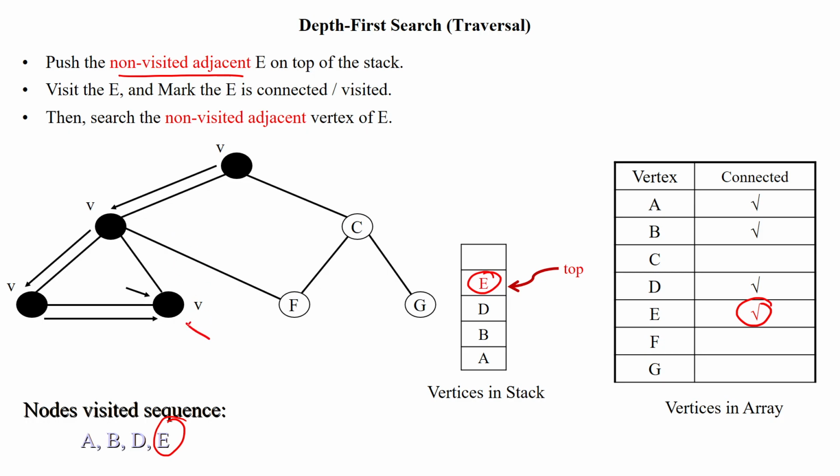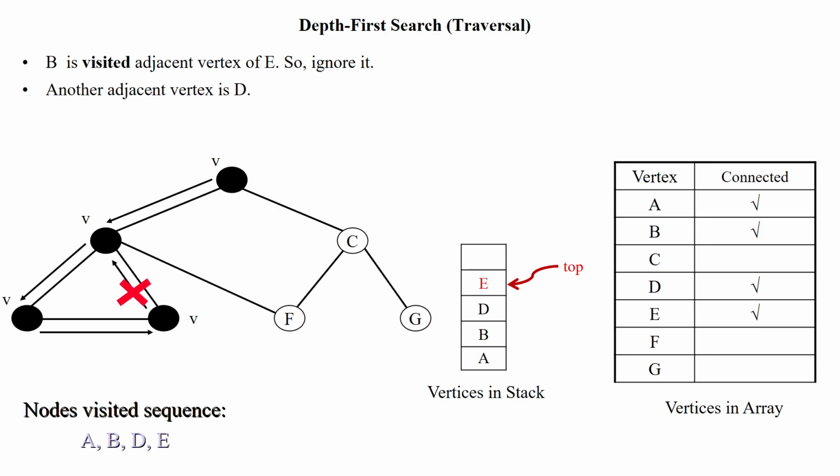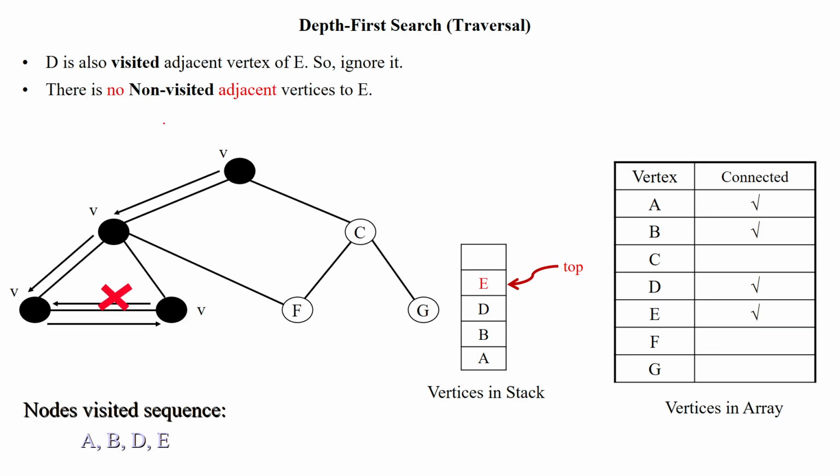Then search for the adjacent nodes for E. Here E is adjacent to B and D. Both are visited, so we have to ignore both. If E does not have any unvisited nodes, then we have to check the top of the stack.